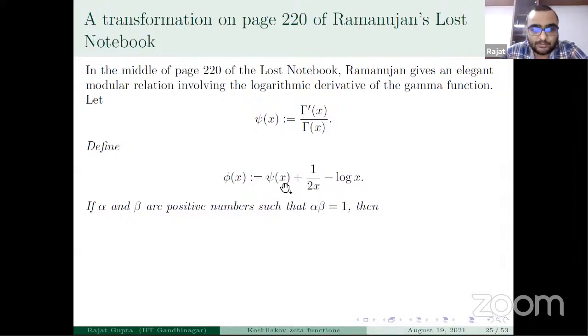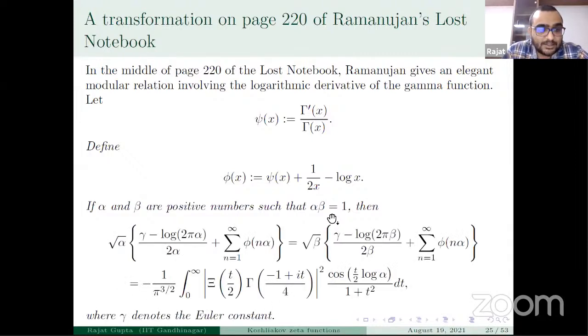So the first two terms in the expansion of psi of x as x tends to infinity are log x and 1 upon 2x. So we subtracted those first two terms from psi of x to get the absolute convergence, which we'll see in the next slide. So he obtained that if alpha and beta are two positive numbers such that alpha beta equals 1, then the following modular relation holds. So here we use the absolute convergence.